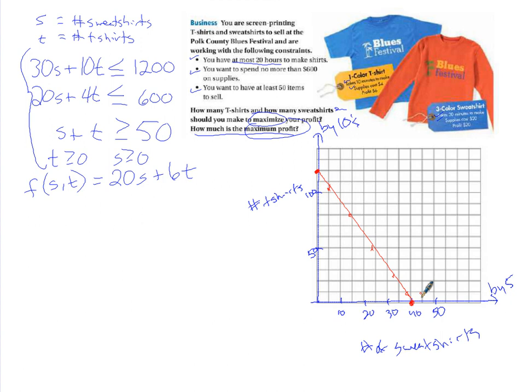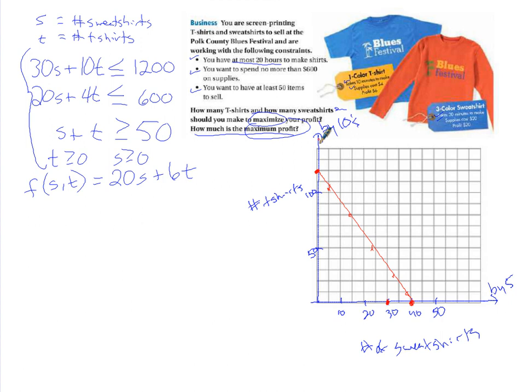Second one, 20s plus 4t less than or equal to 600. Do the same thing. We find our s-intercept by making t 0, and we get what? 30. So when t is 0, s is 30. And now my t-intercept is 150, which we know is off the graph. So I know it's up here somewhere, but I am not going to guess where that is. Can't do that because that'll give me an inaccurate line.